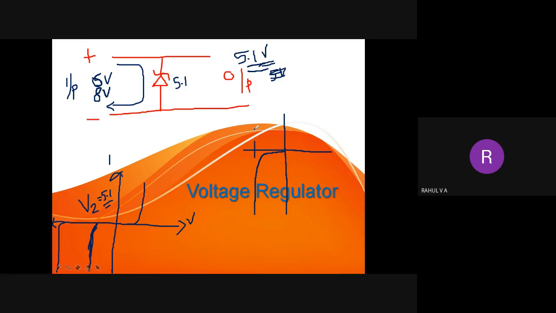There are Zener diodes with Zener voltages 3.3, 5.1, 9, 12, something like that. At 5.1 volt, breakdown happens and the current keeps on increasing. There is no change in the reverse applied voltage. This is nothing but a reverse voltage. Voltage is constant at 5.1, but current is increasing. This can be increased until a maximum value. After that, the diode gets damaged.